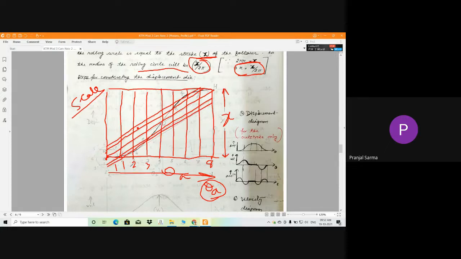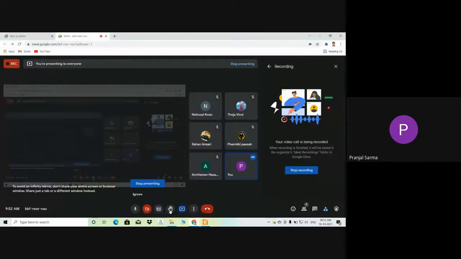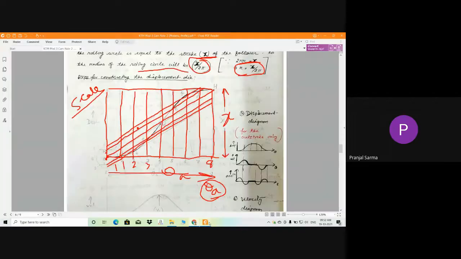Understood? Up to this part, is it clear? Let me know. Reza, Nohasol, Rehal, Termiki, Nasisman. What about others? Only Rehan is here in the group. Yes, sir. Others, Termiki, Asisman? Yes, sir. Okay, so all of you are following it? Yes, sir. Okay, thank you. So that is done.